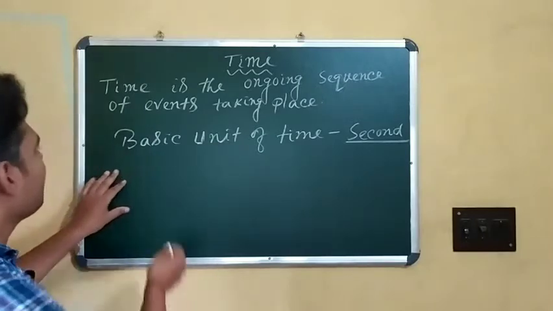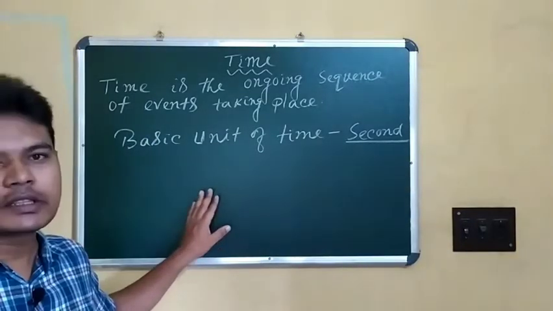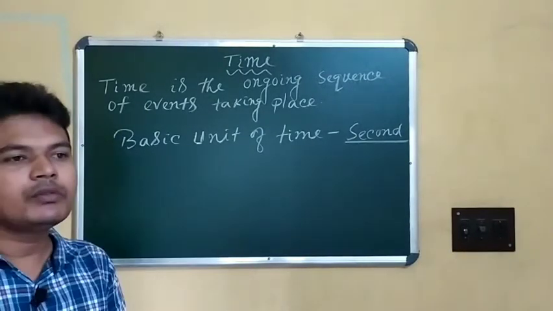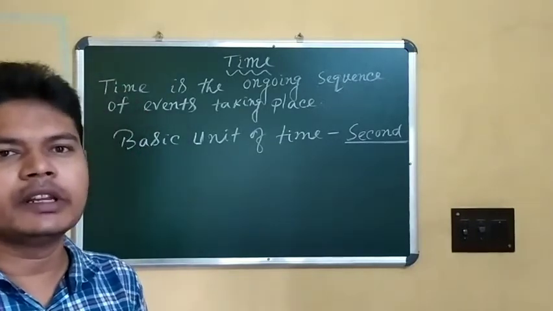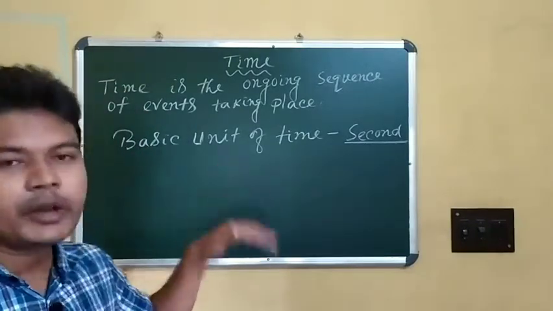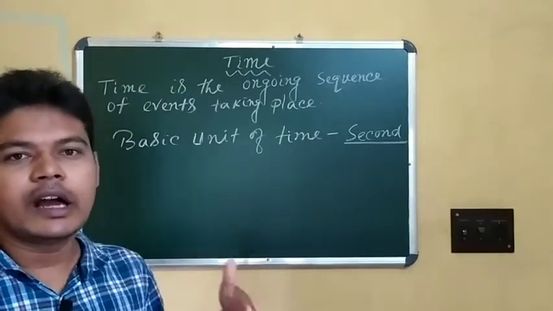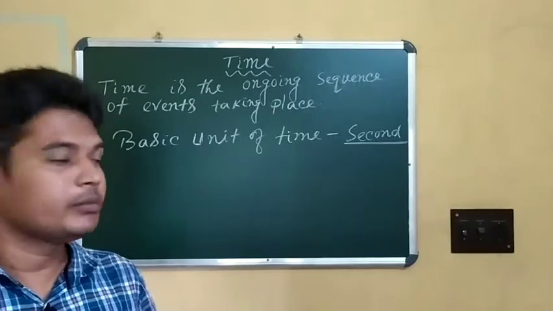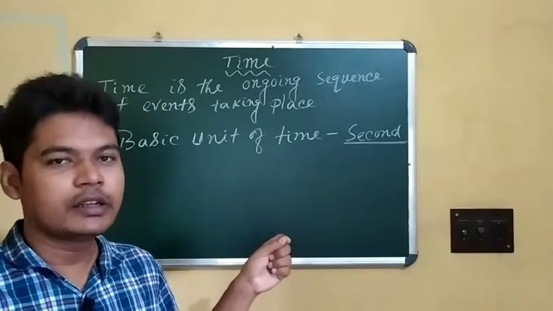Now what is the unit of time? The basic unit of time is second. But if you want to count time in larger amounts, we have to use a larger unit, then you use minute, then hour, then week, then month, then year, in this way. But the basic unit of time is second.